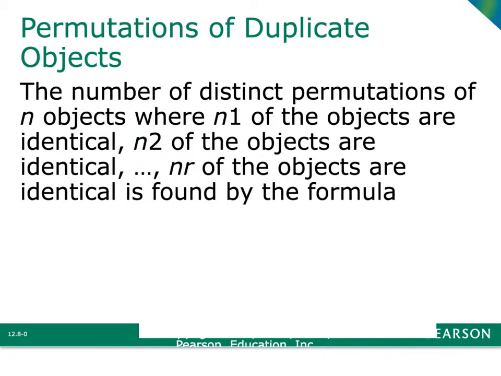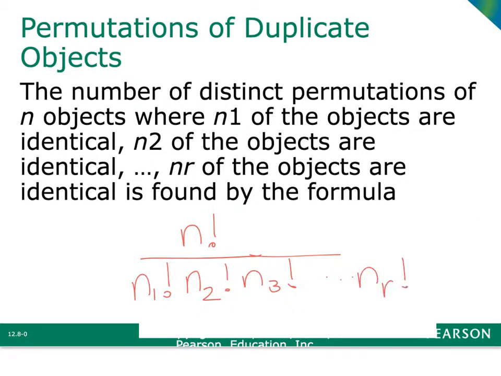There's another permutation formula, and this permutation formula is if you have duplications in your results. So I'll show you an example on the next slide, but let's first get the formula in. Okay, so the number of distinct permutations of n objects where n1 of the objects are identical, n2 of the objects are identical, and so on up to nr of the objects identical, is found by the following formula. First, you would take n factorial, and then you would divide it by n1 factorial times n2 factorial times n3 factorial, all the way up to however many repetitions you get.